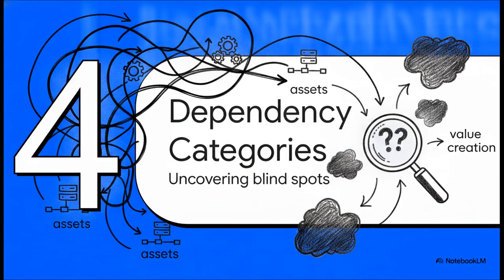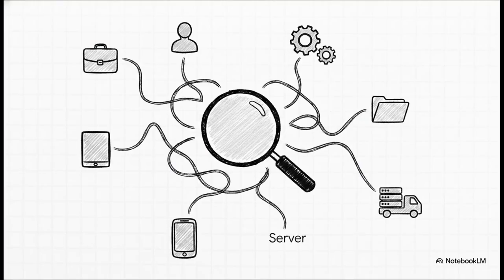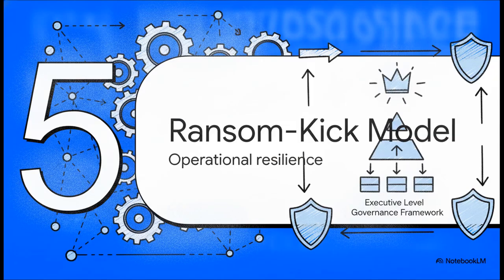Moving on to Section 4, categories of dependencies, uncovering the blind spots. All of those situations have one thing in common. The organizations knew their assets, but they didn't understand the relationships that allowed those assets to function. To find these relationships before they fail, we have to systematically categorize them. We look at business, human, decision, data, application, infrastructure, and supplier dependencies. These are the connections that stay invisible for years, only to become the real points of failure when things get tough. This leads us to Section 5, the Ransom-Kick Resilience Model, redefining operational resilience.